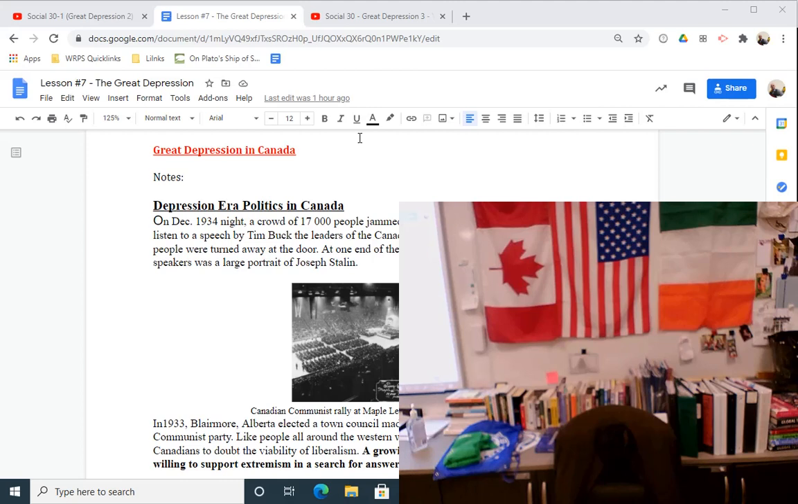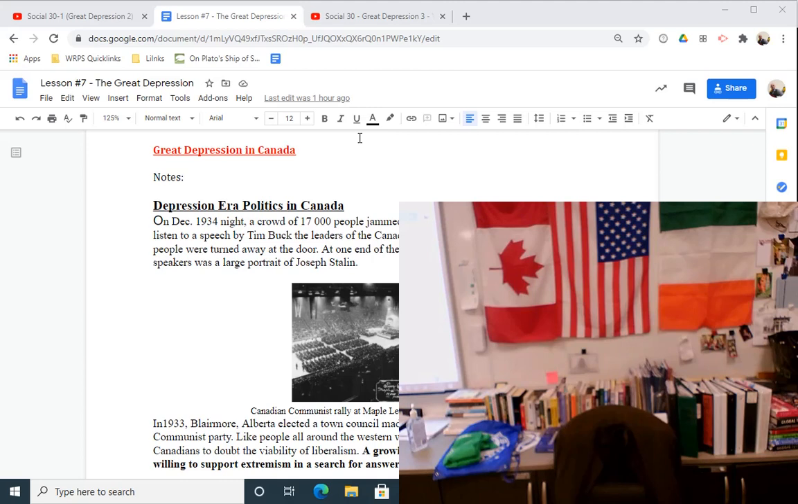So on the diploma exam, the one that all of you are going to opt to write for sure, you might see it on the multiple choice. You might see a reference to labor strife on the multiple choice. So there's something called the On to Ottawa Trek. That comes up a lot. The On to Ottawa Trek comes up on multiple choice a lot. So we'll have to take note of that.